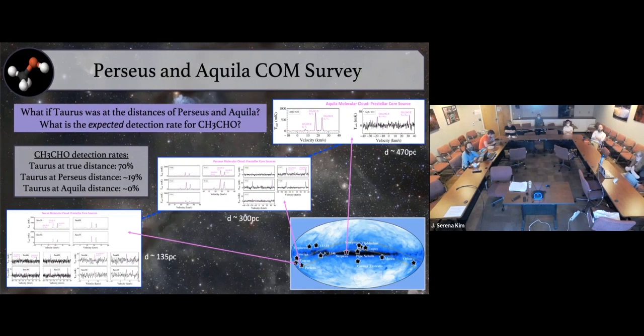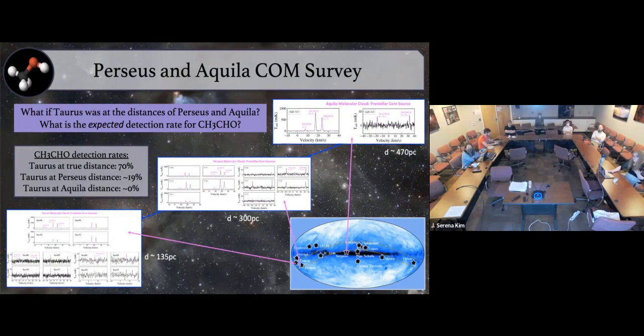So if we were to put Taurus at the distance of these clouds, given a typical source size of our cores that we're looking at, I calculated what we expect the detection rates to actually be. For Taurus at a Perseus distance, it would be around 19%, and for Aquila, it would be at 0%.